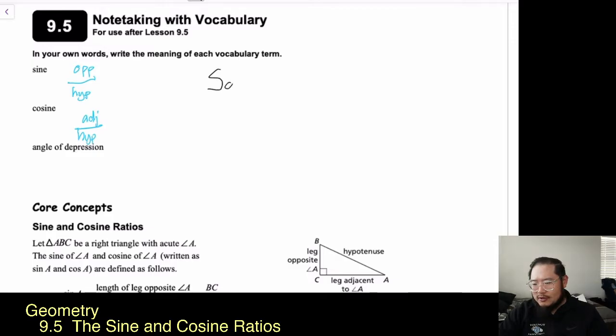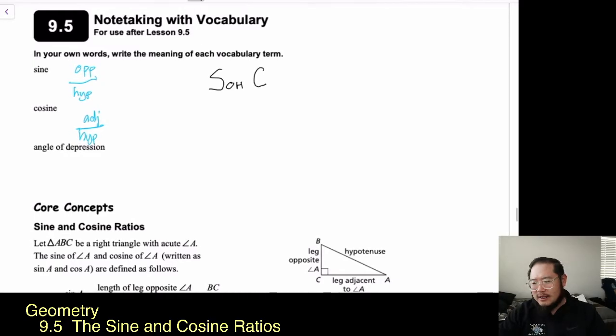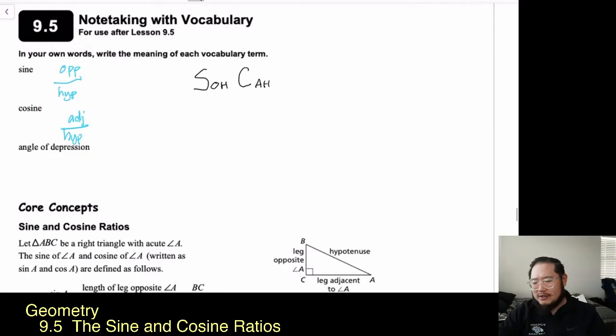So SOH: sine, opposite over hypotenuse. We have C for cosine, and then we say Ka for adjacent over hypotenuse. And then we have T, and Toa is opposite over adjacent. So we have right here SohCahToa. Use that to help you memorize it.